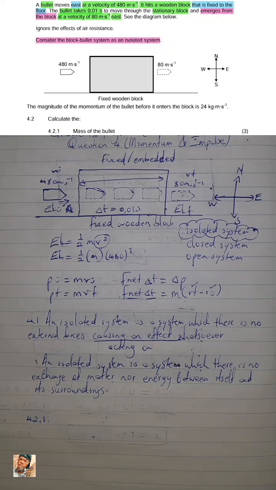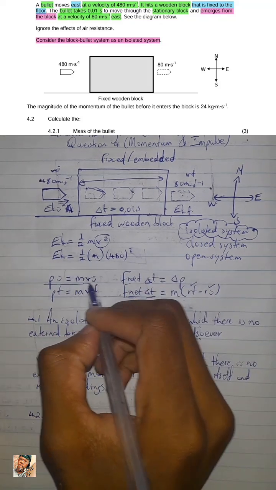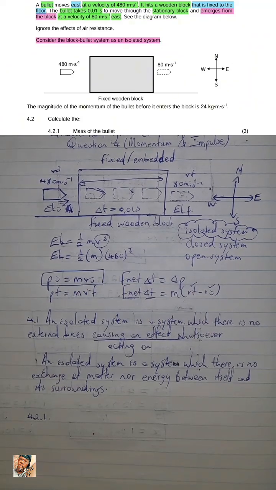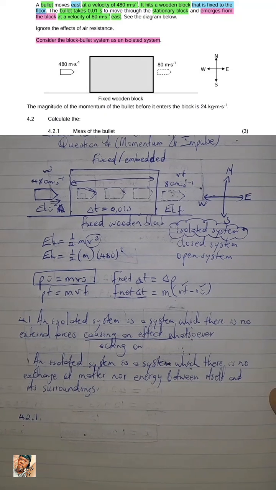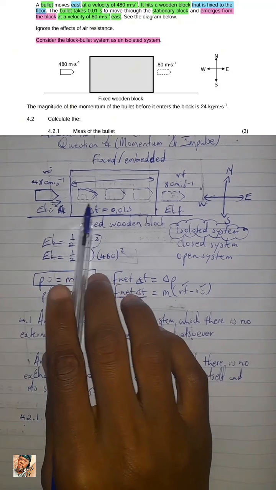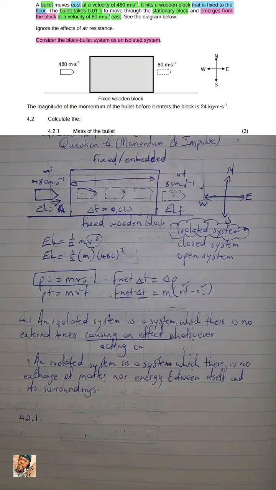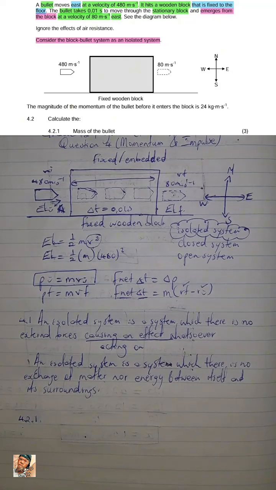Right, let us get into question 4.2.1. Before we get into 4.2, there's information I've been given: the magnitude of the momentum of the bullet before it enters the block is 24 kilograms meters per second. They've given us the momentum. So we talked about initial momentum. They didn't actually say initial momentum, but we already know they're talking about before it enters the wooden block, that is its initial momentum. So its initial momentum is 24 kilograms meters per second.